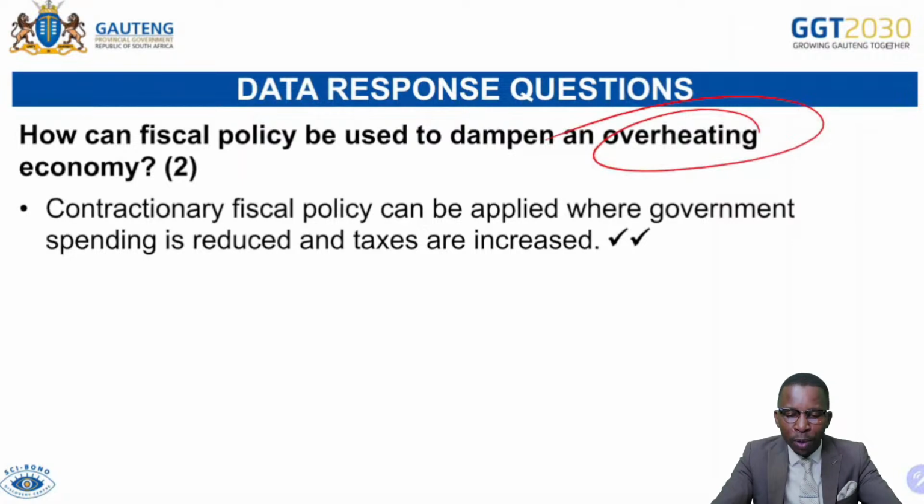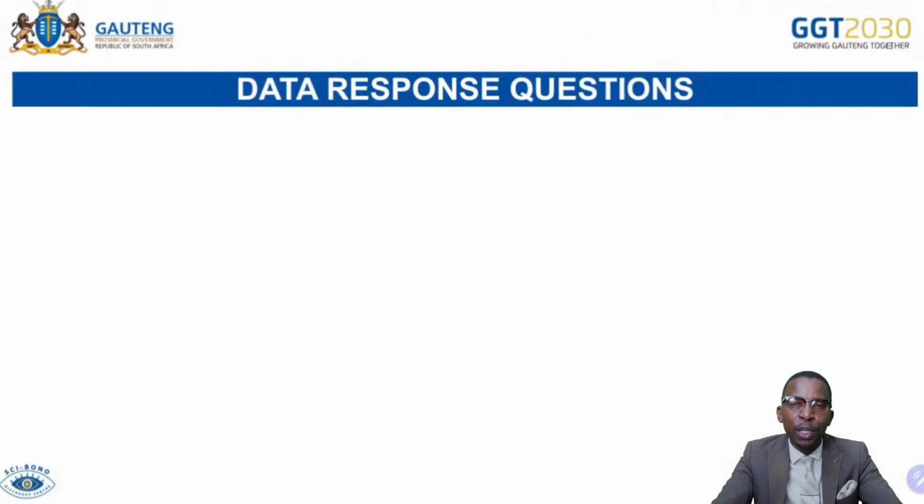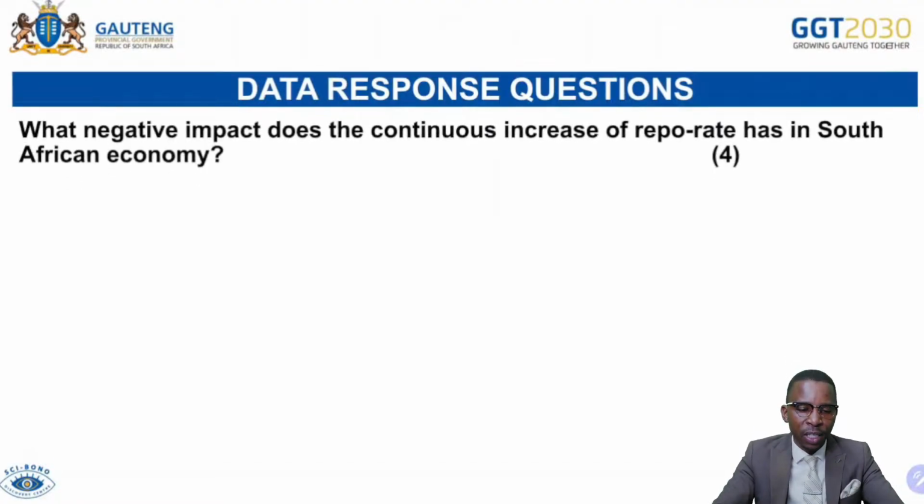So contractional fiscal policy can be applied, where government spending is reduced and taxes are increased. Remember, when we reduce government spending, there will be less money flow in the economy, less job creation, and less demand for goods and services. When we increase taxes, there will be less real income and less disposable income, then people will demand less goods and services.